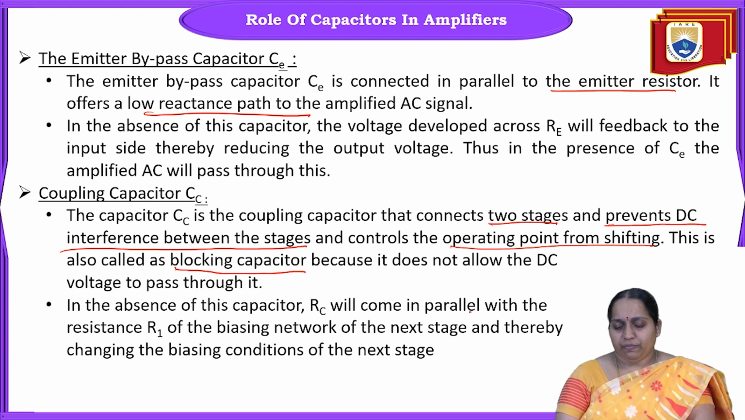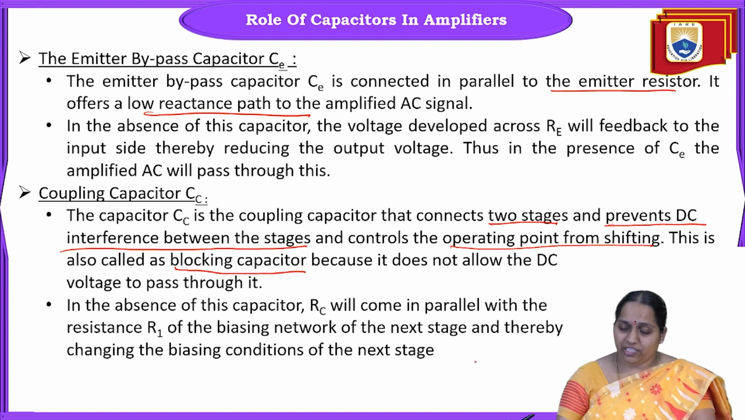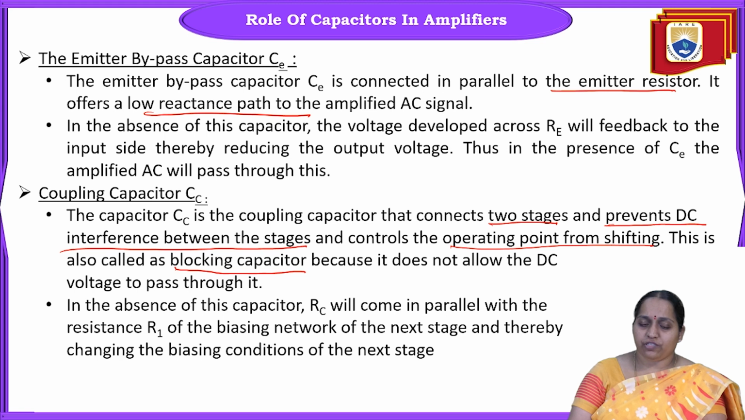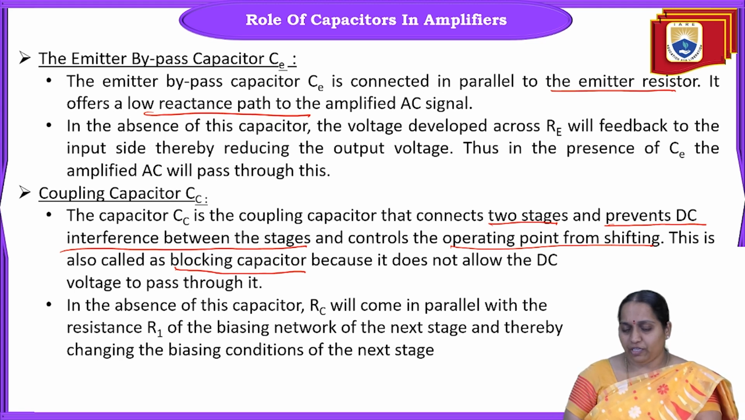So in the absence of this capacitor, RC will come in parallel with the resistance R1 of the biasing network of the next stage and thereby change the biasing conditions of the next stage. So these are the different uses for which you are making use of coupling capacitors. We'll just have a quick review.